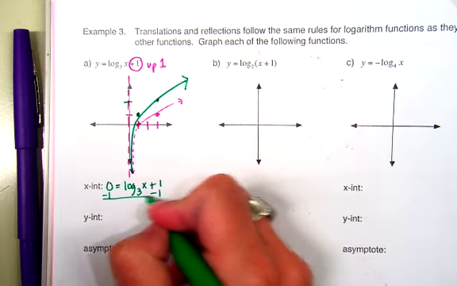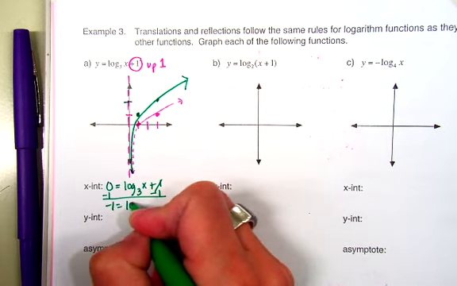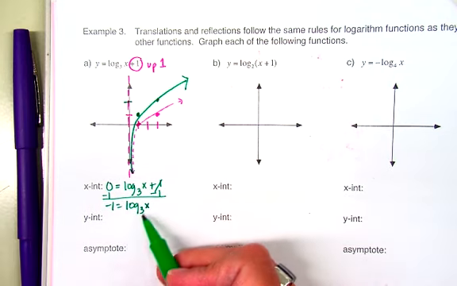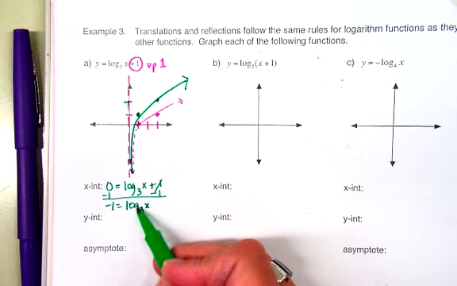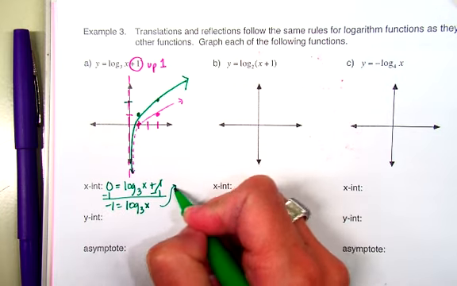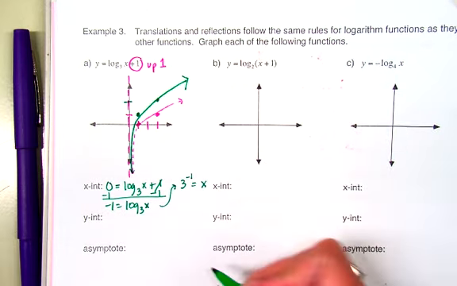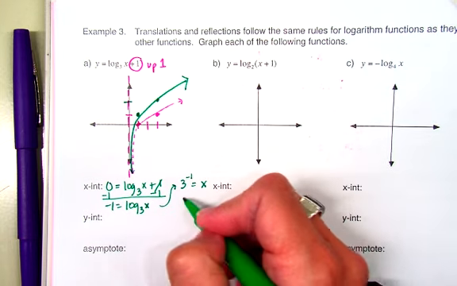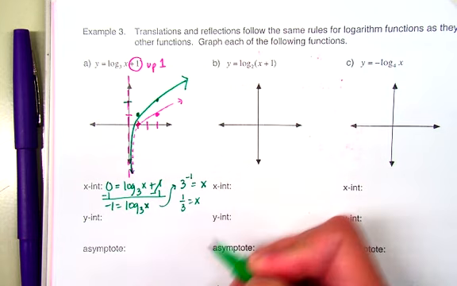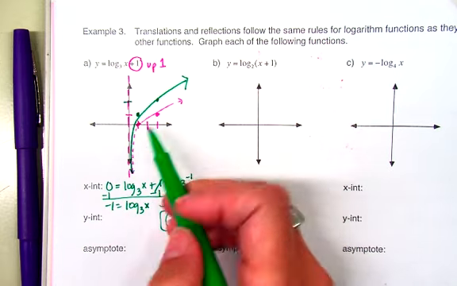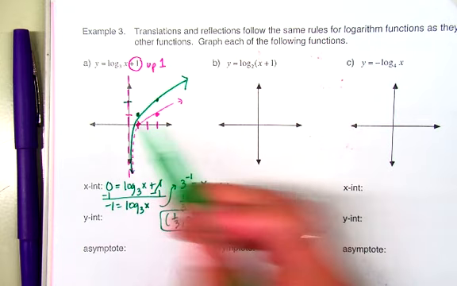I'll move the 1 over. So I have negative 1 equals log base 3 of x. And now what I want to do to solve this is rewrite this in exponential form. My base is 3, so base 3 raised to the negative 1 exponent is equal to x. Well, let's rewrite that as 1/3, and that is my x-intercept. And so it makes sense that it would be somewhere between 0 and 1 according to my graph here.